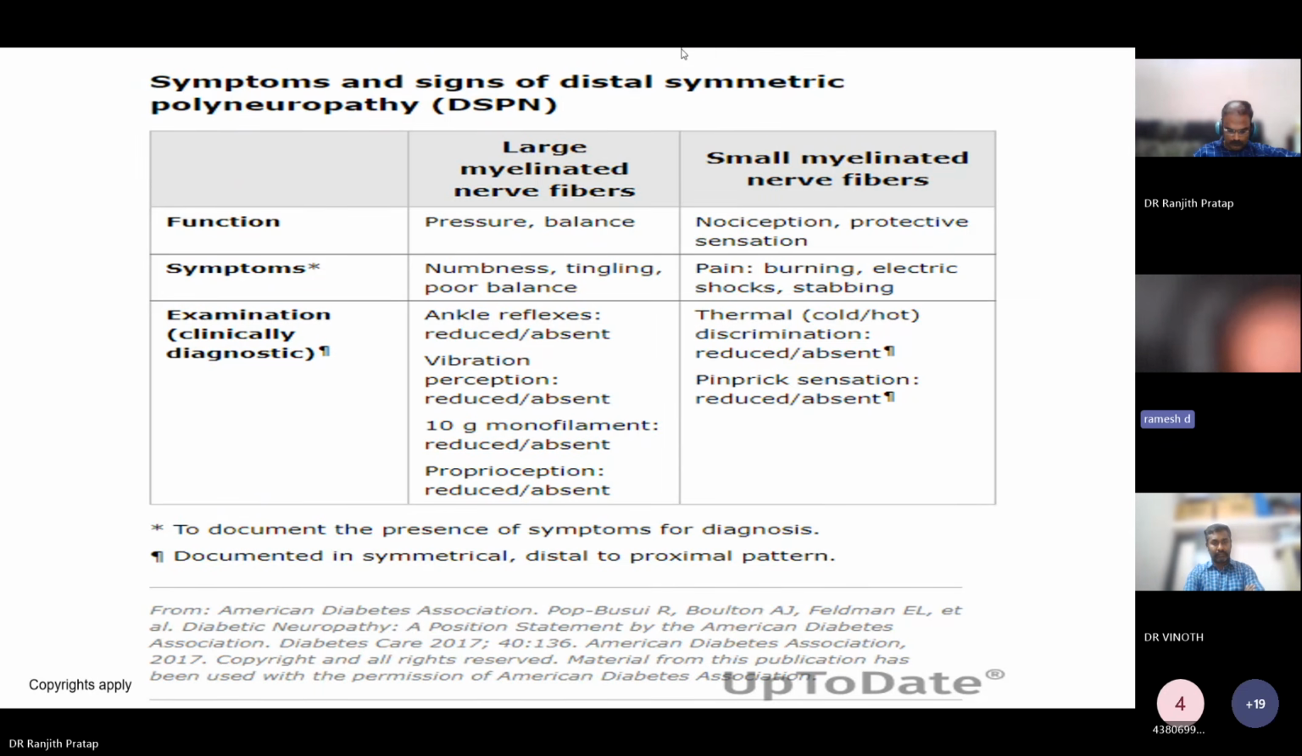If the small myelinated fibers are involved, patients may have pain, especially positive symptoms like burning sensation, electric shocks, and stabbing. You can assess small myelinated nerve fiber function by thermal function testing, like hot and cold water, cold sensation discrimination, and also pinprick sensation. So we can assess whether it is reduced or absent. By the way, we can quantify the nerve damage.